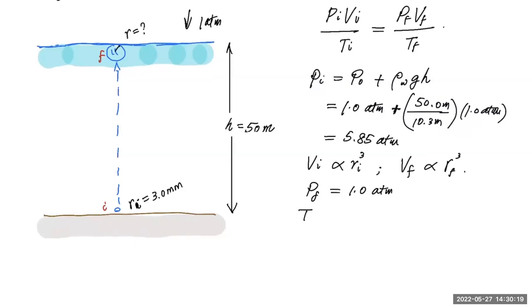T initial is when it's at the bottom, it's 4 degrees Celsius. So we have to convert to Kelvin. In the expression PV over T equals a constant, T is given in Kelvin, so it's never negative and never 0. Okay, 273 plus 4 is 277 Kelvin.